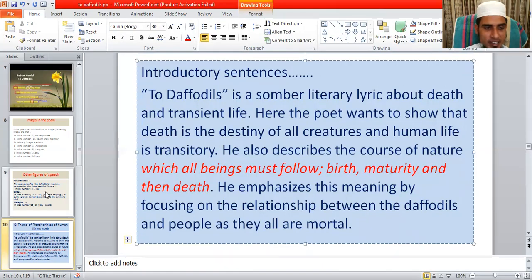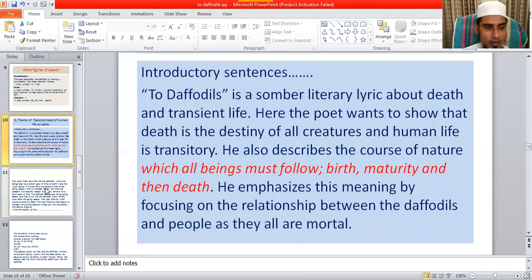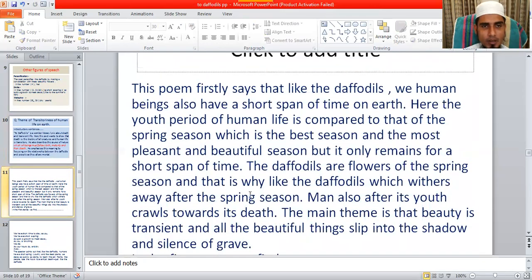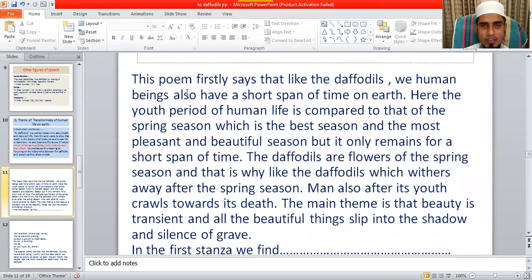So this may be the second stanza. And in this way, you can explain, you can give the answer in this way. This will be helpful for you. You can say in this way.